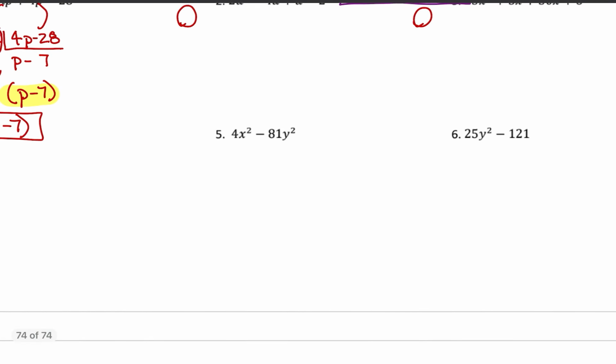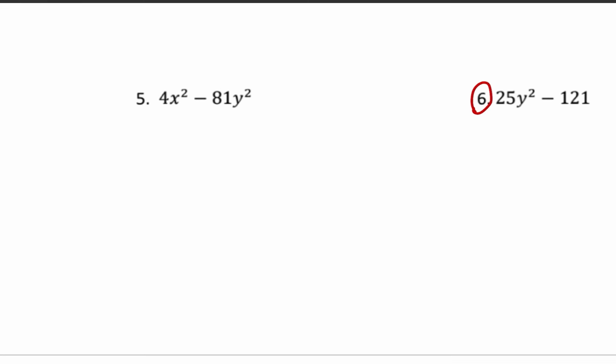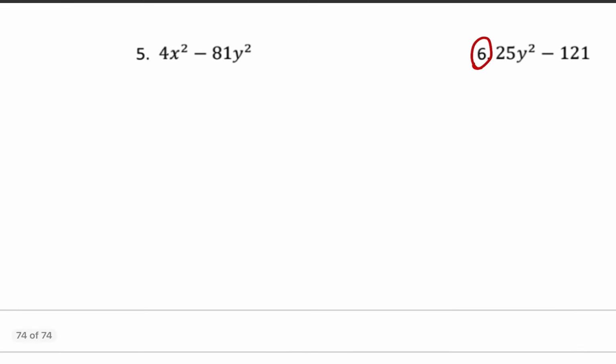All right, moving over to number 5, because I'm going to have you guys do number 6 on your own. We're going to do another practice problem for difference of squares. So again, we have a perfect square here, because 2 times 2 would give me 4, x times x would give me x squared. And then we have a perfect square here, because 9 times 9 is 81, and y times y is y squared.